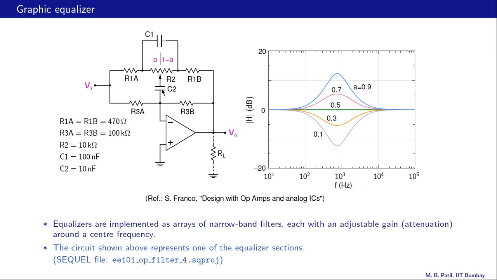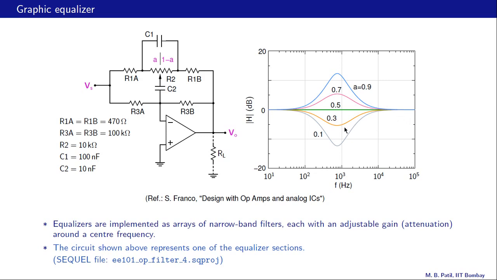Alright, so how does it work? We have a pot here. The fraction of this total resistance on the left is A, and the fraction on the right is 1 minus A. So by changing this wiper, we are essentially changing this A here. When A is 0.5, Vo by Vs is 1 in magnitude, and that gives us H equal to 0 dB. So that means there is neither any attenuation nor gain from the input to output.